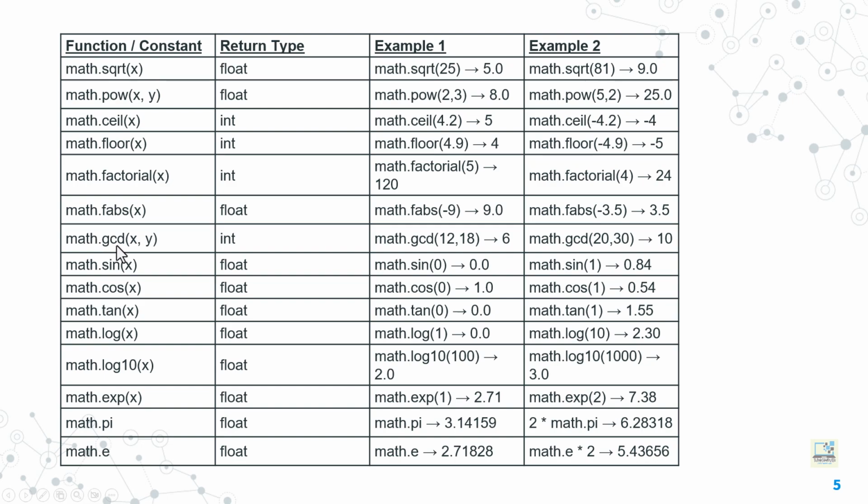So GCD, you know, greatest common divisor. You want to find out GCD of 12 and 18. So that is 6. You can use the GCD function. This function can also be used for comparing more than two numbers. So you want to find the GCD of 12, 18 and 13 maybe. So write 12, 18, 13.